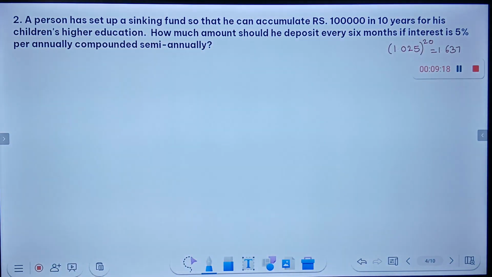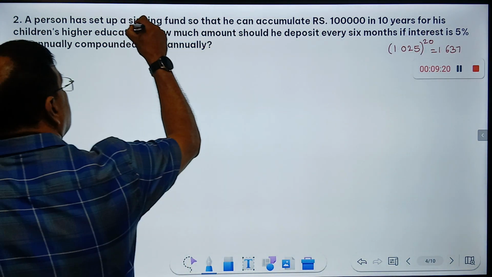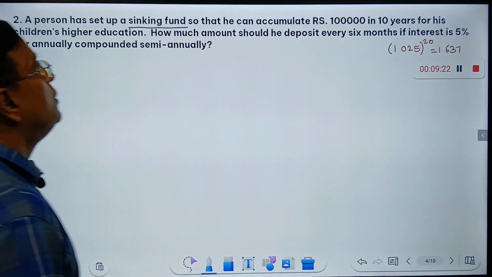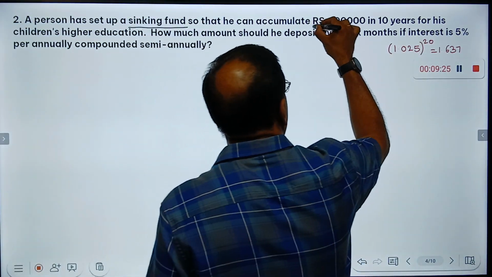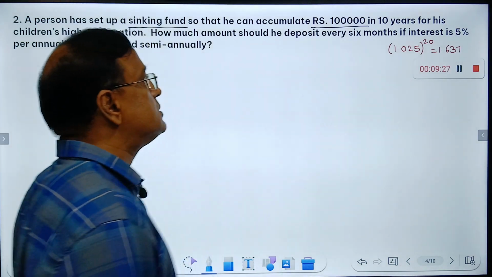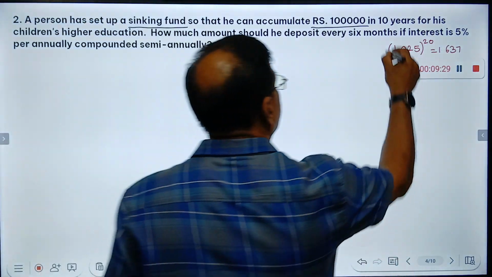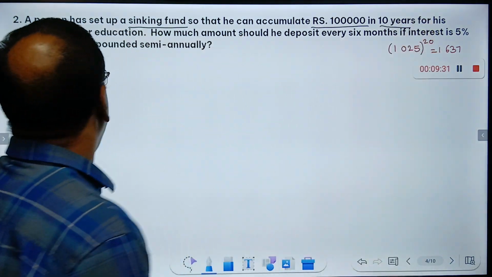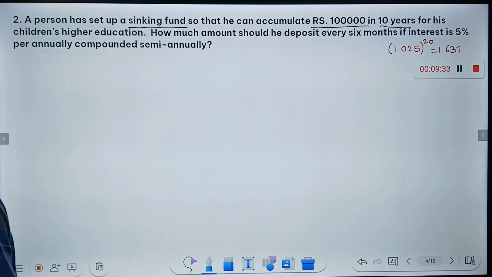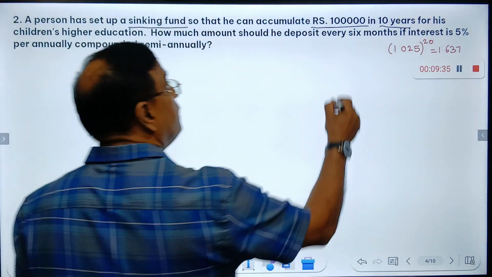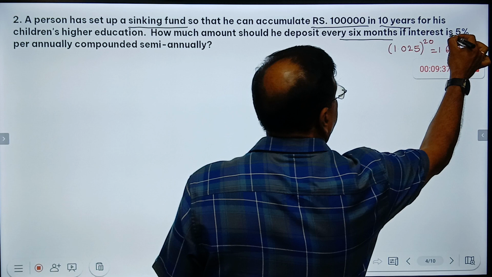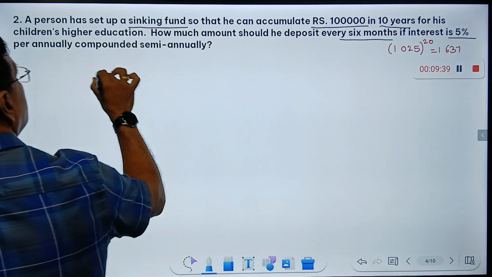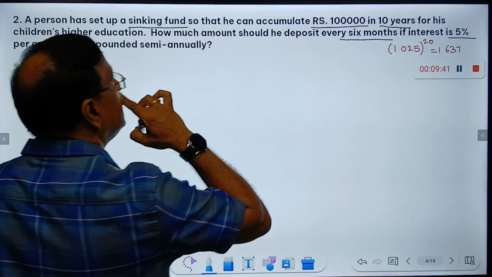Let's go to the next question. A person set up a sinking fund, underline sinking fund, so that he can accumulate. How much he wants to accumulate? He wants to accumulate 1 lakh rupees. For how long? For 10 years, for his children's higher education. How much amount should he deposit every 6 months at 5% interest per annum, semi-annually?